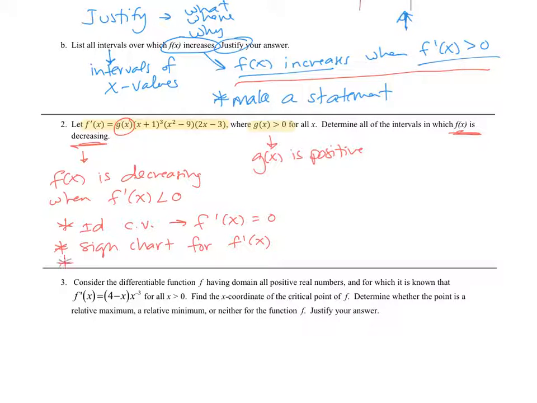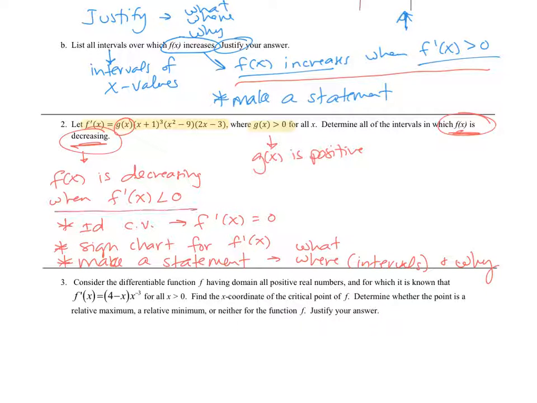And then you're going to make a statement to justify. And that statement should include the what. The what is that f of x is decreasing. The where, and that's going to be intervals. When we talk about increasing and decreasing, we're looking at intervals. And the why. Why is that happening, or how do you know? And this right here would be the why. Because the slopes of the tangent lines are negative, or because f prime of x is less than 0.